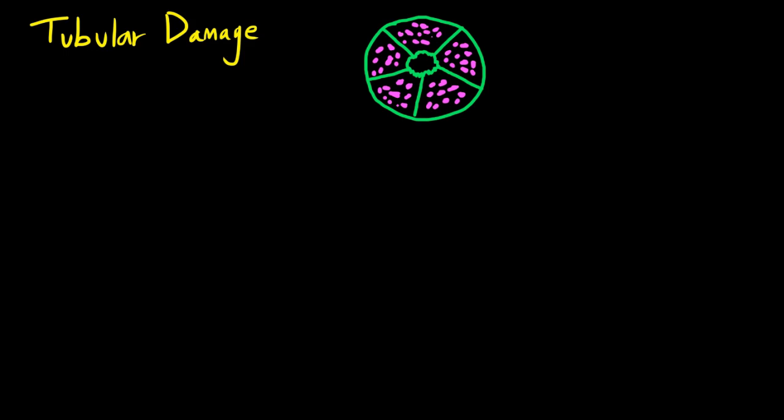Okay, next I want to talk about tubular damage as a cause of intrinsic renal disease. One thing to consider is the proximal tubule.